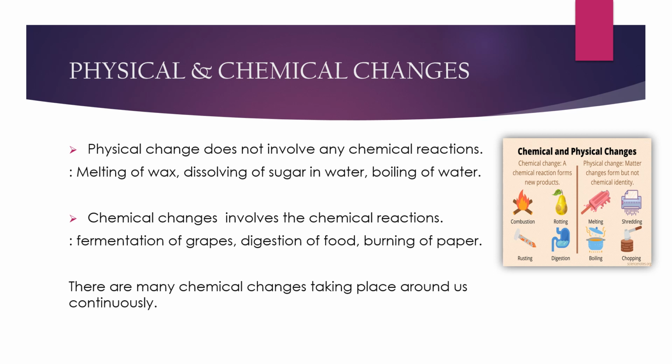Okay, the first topic we are going to learn is physical and chemical changes. We all know that there are two types of changes taking place around us. That is physical, where the changes take place physically, and chemical changes, which are changes made by using some chemicals, or where the change takes place chemically.